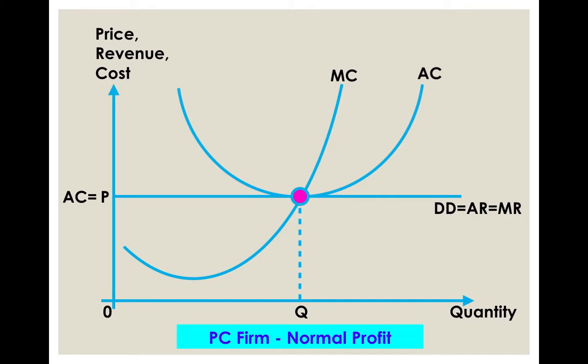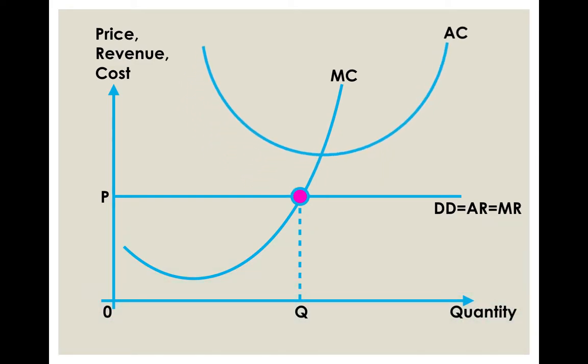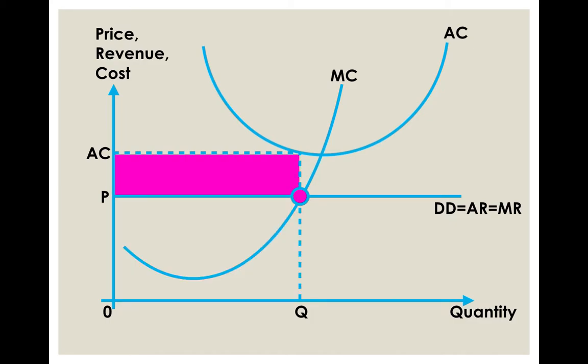Finally, how do we illustrate a PC firm that is earning subnormal profit? Yes, we will again shift the AC curve upwards. So in this case, you notice that to produce a quantity of Q, the average cost incurred is much higher. Now if we do the same analysis as we did before, we calculate the total revenue that is given by the yellow area. The total cost now is given by AC multiplied by Q, which is given by the pink area, which is much larger than the yellow area. This means that this PC firm is earning subnormal profit.